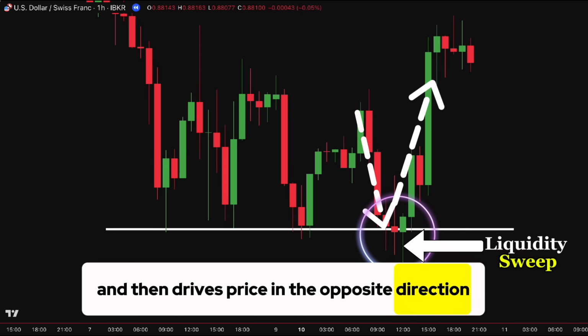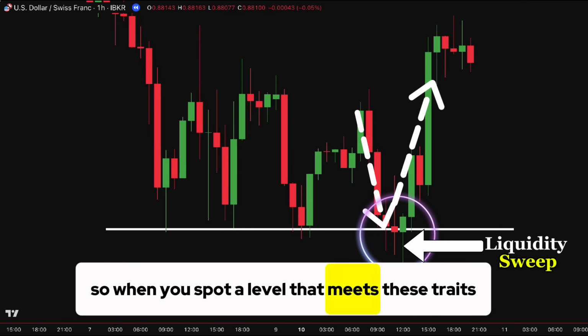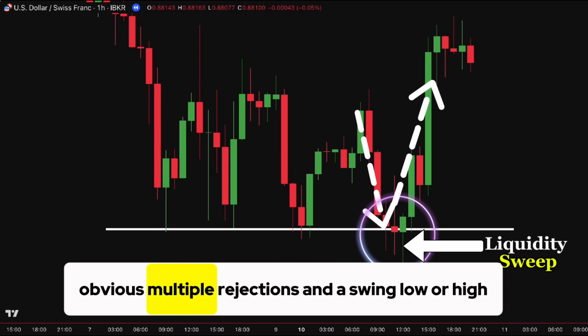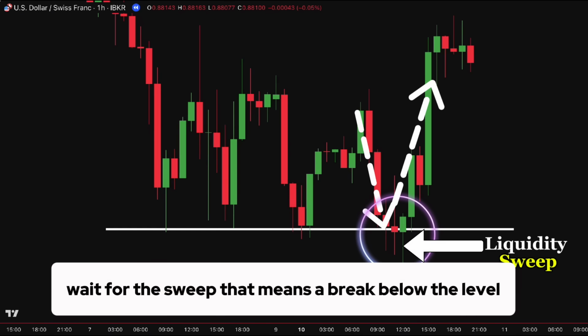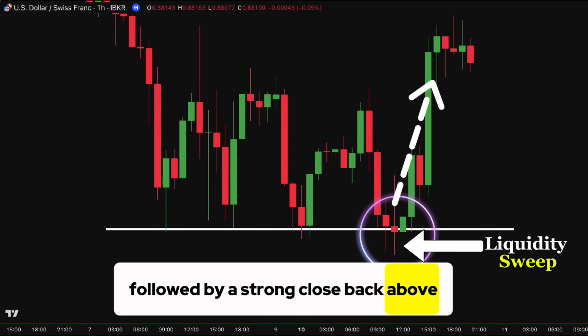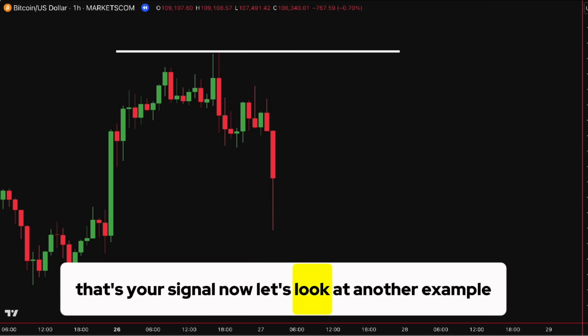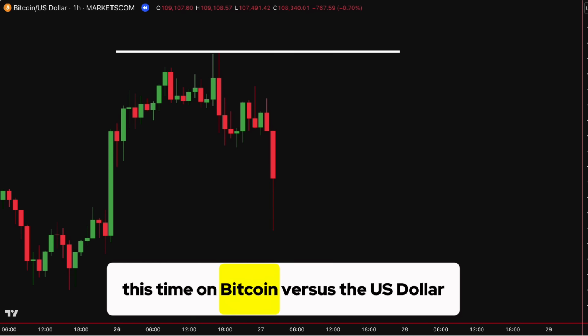and then drives price in the opposite direction. So when you spot a level that meets these traits, obvious, multiple rejections, and a swing low or high, don't rush to enter. Instead, wait for the sweep. That means a break below the level, followed by a strong close back above. That's your signal.